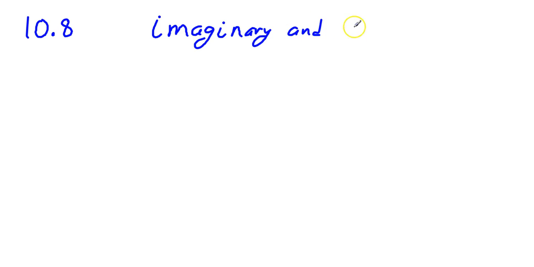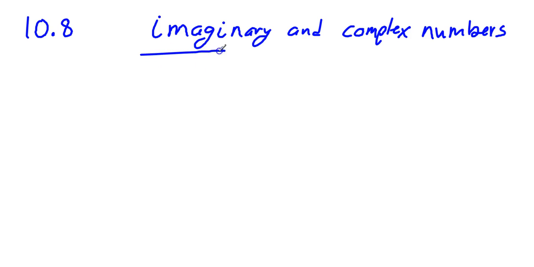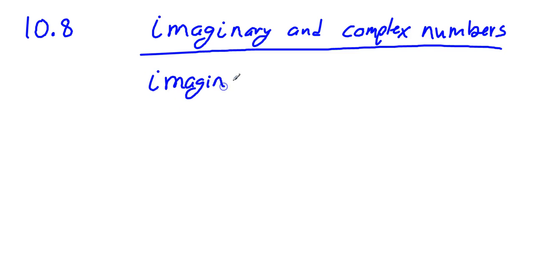And with 10.8, we're looking at one main thing, and it's all about imaginary numbers, or complex numbers. And with imaginary numbers, the big thing that makes an imaginary number an imaginary number is that they specifically use the i variable.